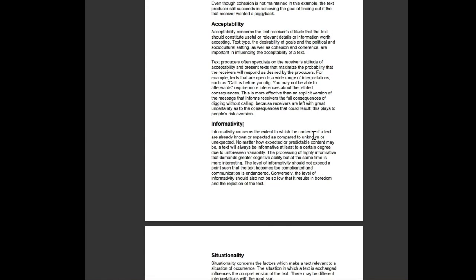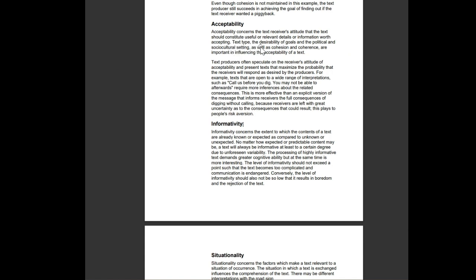So now we have acceptability. This is about the text receiver's attitude that a text should constitute useful or relevant details or information worth accepting.